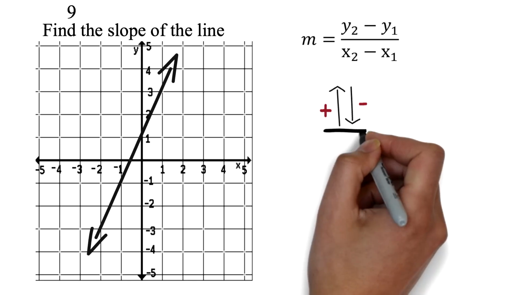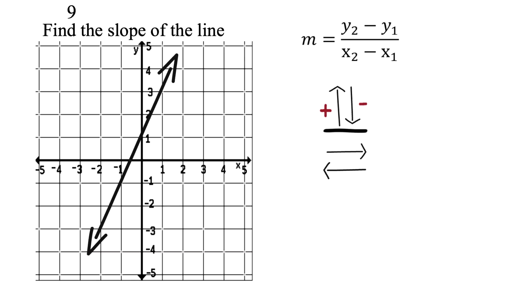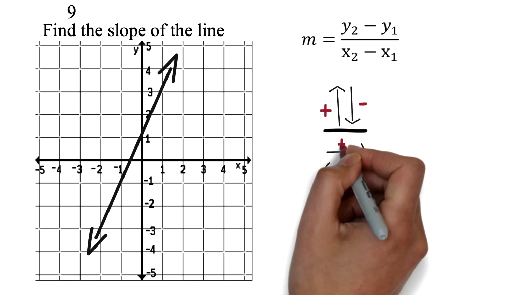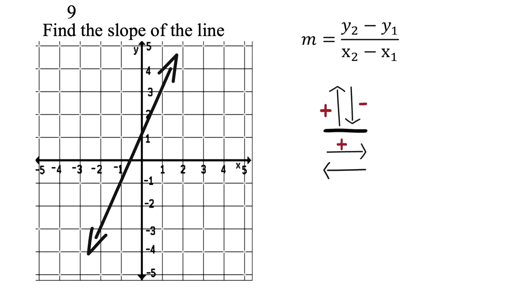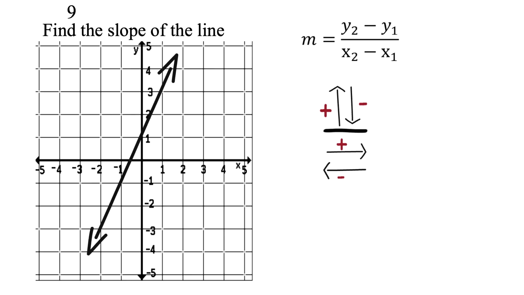The change in x simply means how many points you are going to the right or left. If you are going to the right, then you have a positive change. If you are going to the left, then you have a negative change. Take a moment and let this sink in. It is the basis of most of the things we will be doing with slopes and graphs. Let's look at our question.